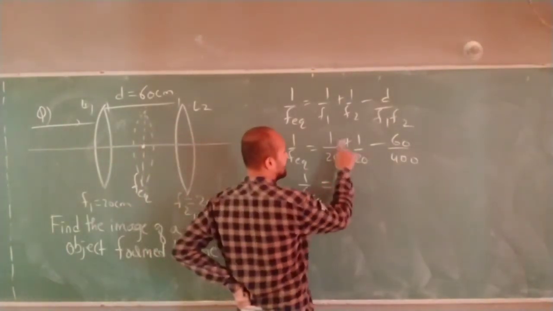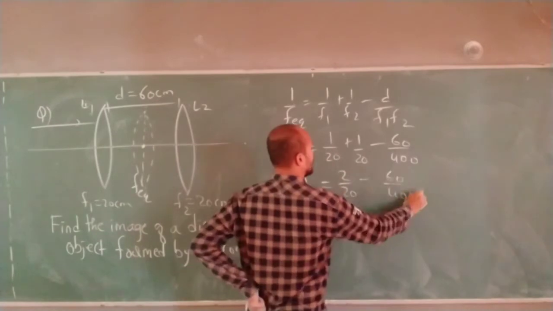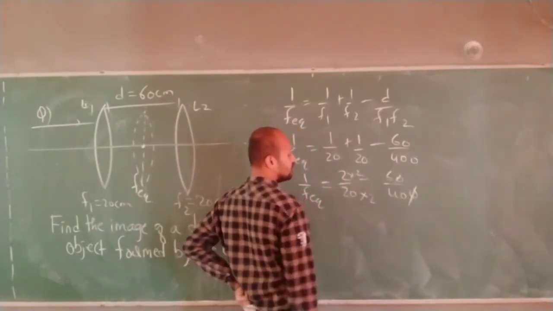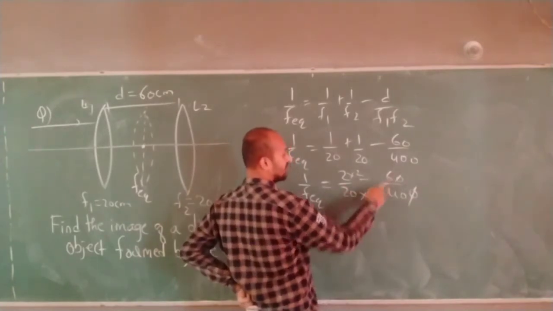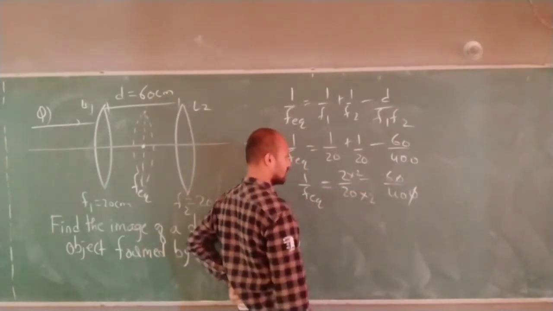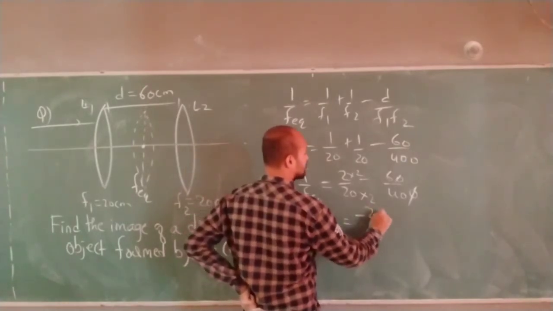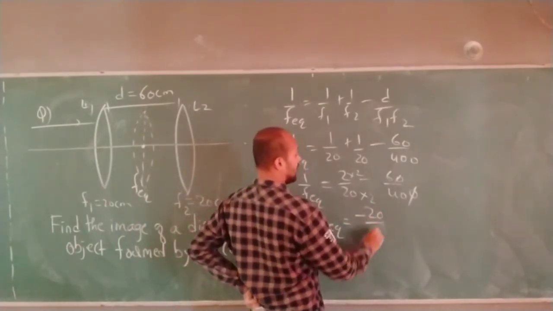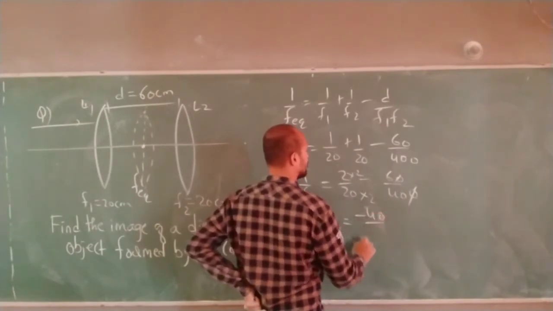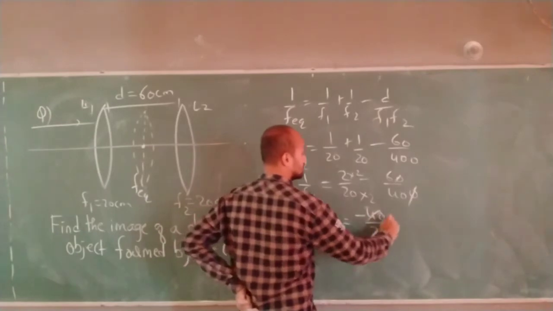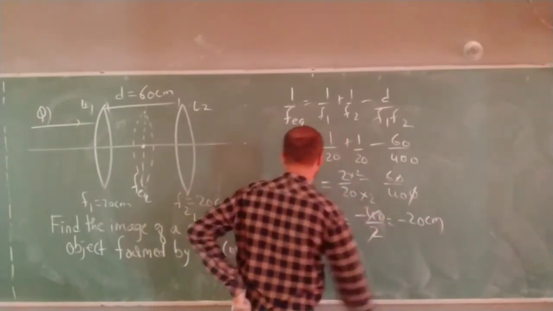So I can write, this is what? 2 by 400. I will cancel 2 into 2. This will become 4, 4 minus 6, 2. This will become 40. So minus 1 by f equivalent is equal to minus 40 by 200. So f equivalent is minus 20 centimeter.